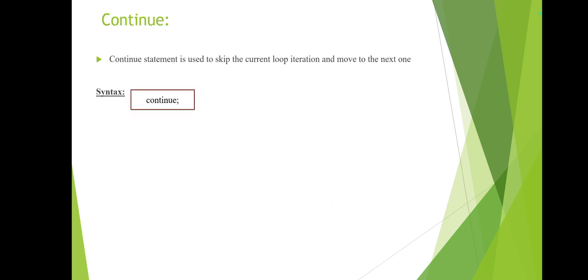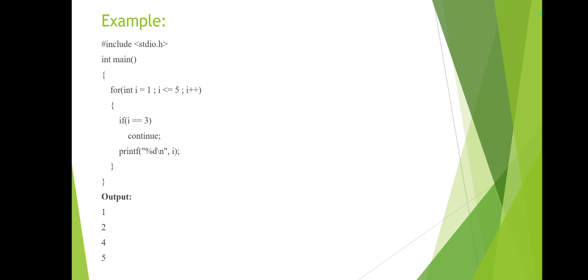Okay, the next type of jump statement is continue. The continue statement is used to skip the current loop iteration and move to the next one. The syntax of continue statement is the keyword continue followed by a semicolon. Okay, now let's consider this example. In this program, the loop runs from 1 to 5. When i becomes 3, the continue statement is executed, so the printf statement is skipped for that iteration. The loop then moves to the next value and continues normally. Therefore, the output prints 1, 2, 4 and 5.